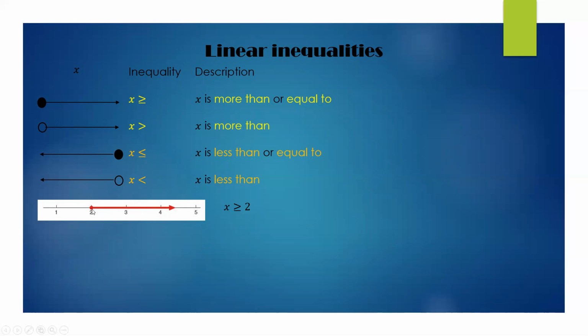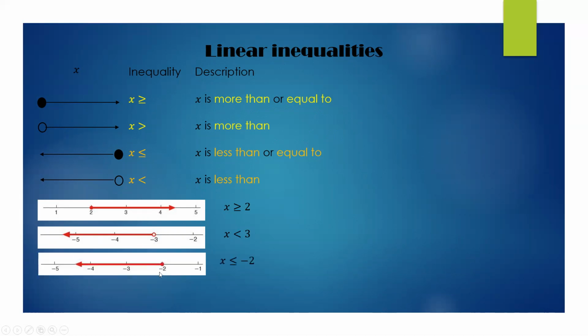You can see this is a black dot. It's not a hollow one, like this one, this is a hollow one. This is less than, right? So x will be less than... this one's supposed to be -3. I'm sorry, this one's supposed to be -3. And after that, this one is less than or equal to -2. Okay, this is a full dot here.